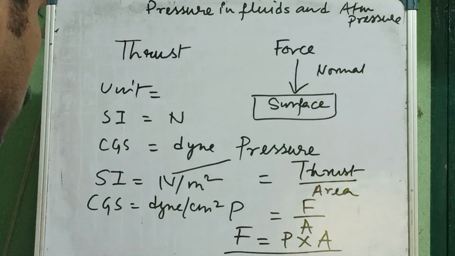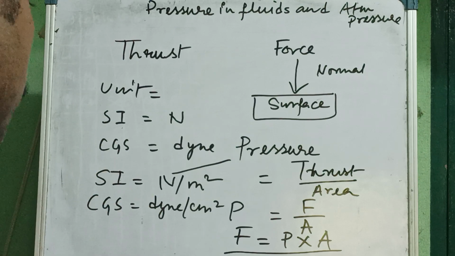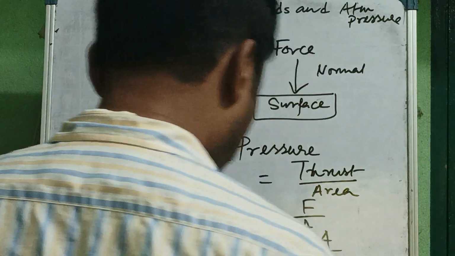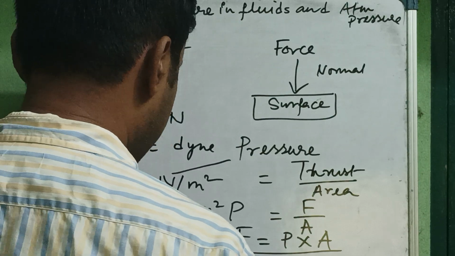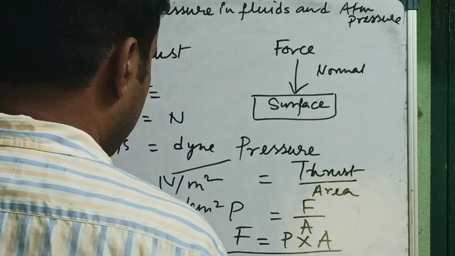Okay, clear? So the first two key points are thrust and pressure. Thrust is the normally acting force on the surface. Pressure is the thrust per unit area. So let's take pressure in fluids by the principle of thrust and pressure.